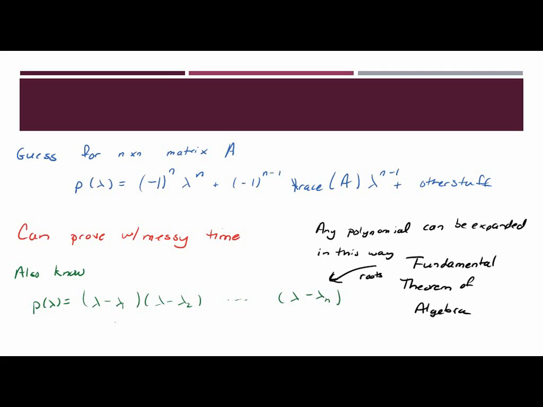This is a theorem called the fundamental theorem of algebra. Remember the fundamental theorem of calculus? Those are like the big theorems. The fundamental theorem of calculus says f of b minus f of a is equal to the integral from a to b. So that's the big one for calculus. For algebra, it's all about roots.